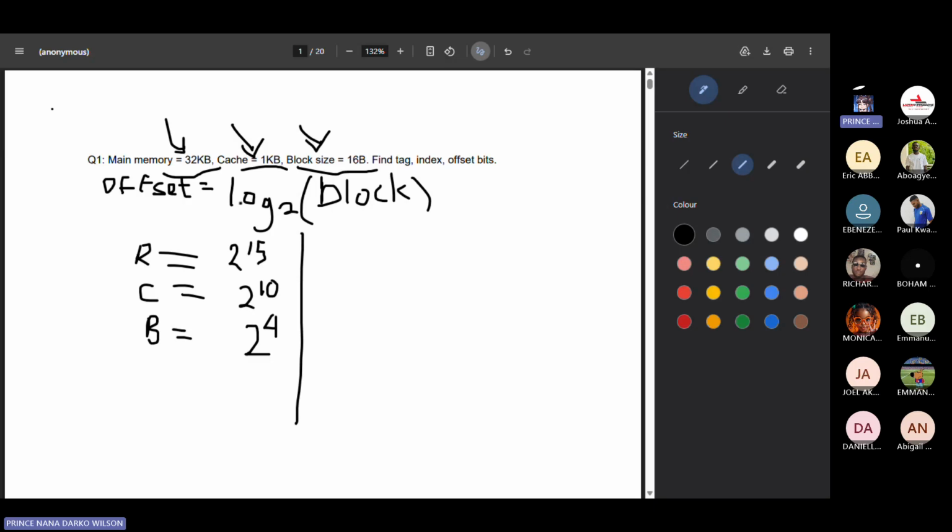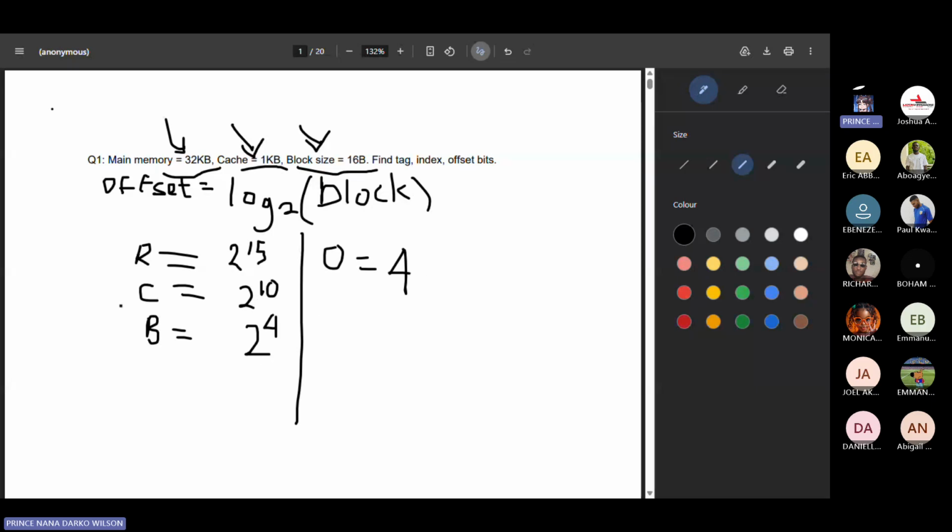So I'll use O for my offsets. Let's start with our offsets. We learned that if you want to find the offsets, you need log2 of the block value, right? So log2 of block is basically log2 of 2 to the power 4. And that is just going to be equivalent to the power alone, which is exactly 4. So our offset becomes 4. So if you put in your formula log2 into brackets 2 to the power 4, you point that on the calculator, you'll be left with 4.